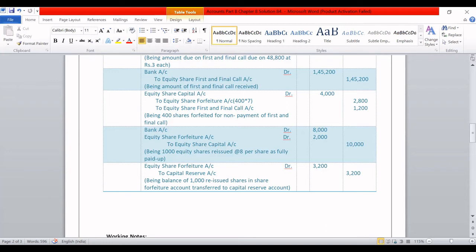So the amount for that is 3,200. So what is the forfeiture part? Rupees 2 has now been forfeited. Out of 10, we have reissued at 8 per share, and the rest of the amount is what is left over, and therefore we get an amount of 3,200 over here.